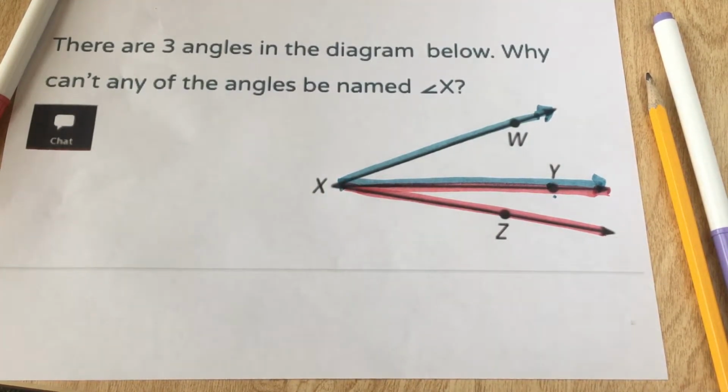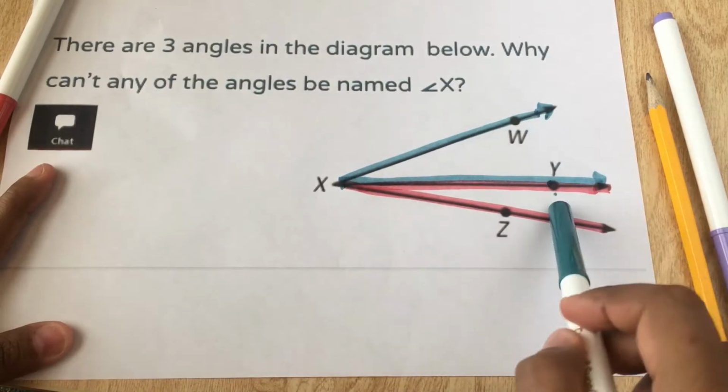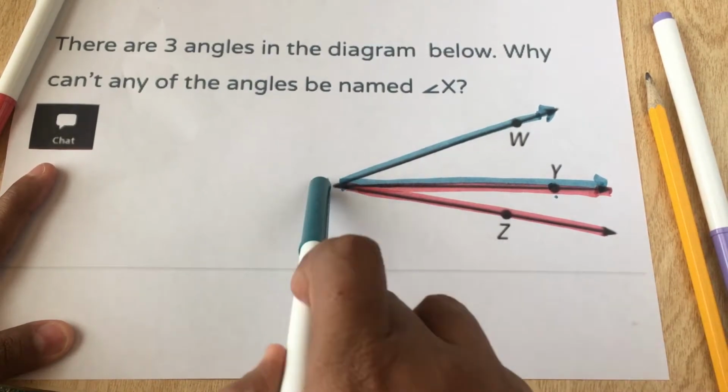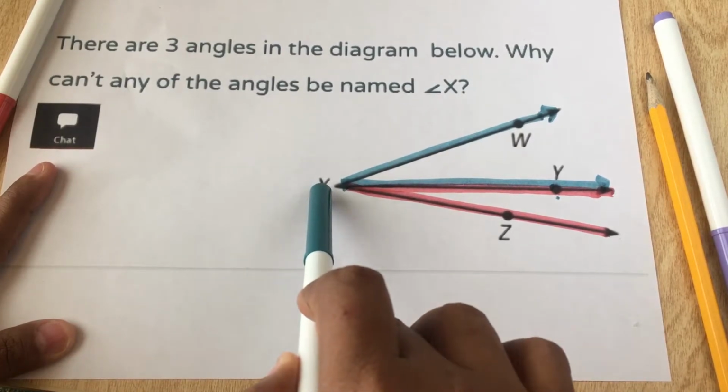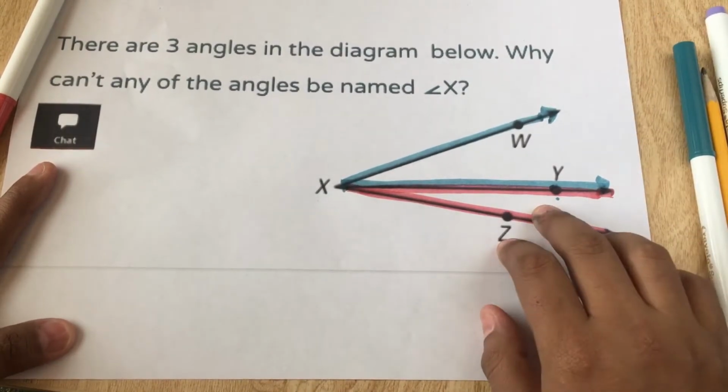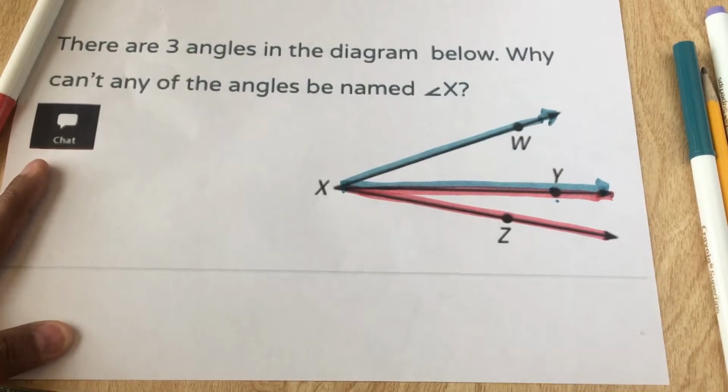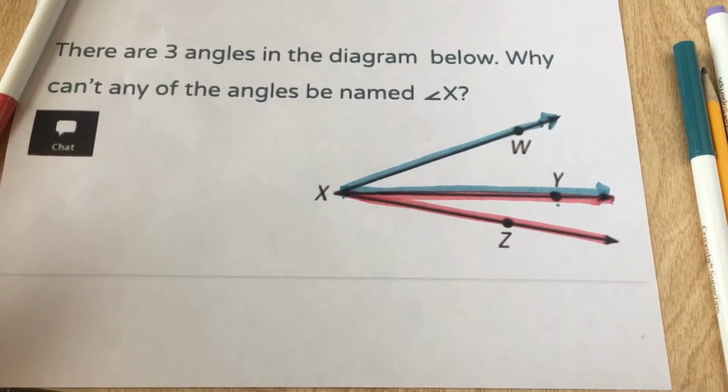We'll talk about the third angle here in just a second, but let's take a look at these 2 angles that happen to have the same vertex. So if I say, what's the measurement of angle X, you won't know which angle I am referring to.